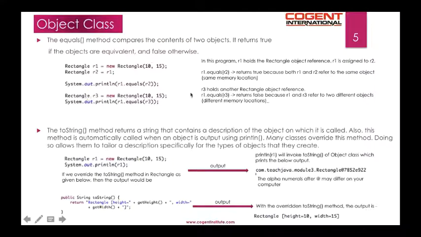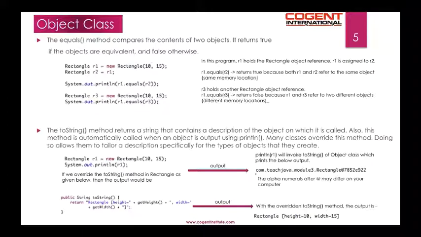So when we call the equals method on r1 and pass r3, although r1 and r3 have the same length and breadth values, they refer to two different objects. They have the memory addresses of two different objects. Hence, the equals method returns false.